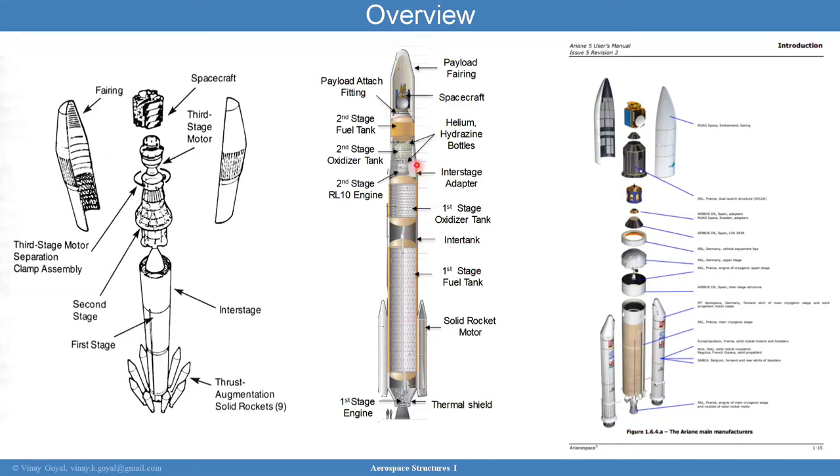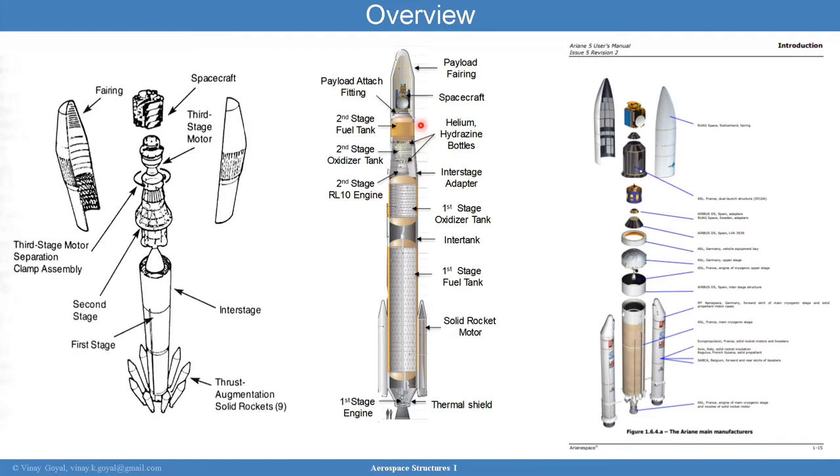Here you have an interstage adapter that provides separation between the first stage and second stage. And that's why it's called an interstage, because interstage means inter, between stage. That's what that means. In this case, the interstage is not fully cylindrical.